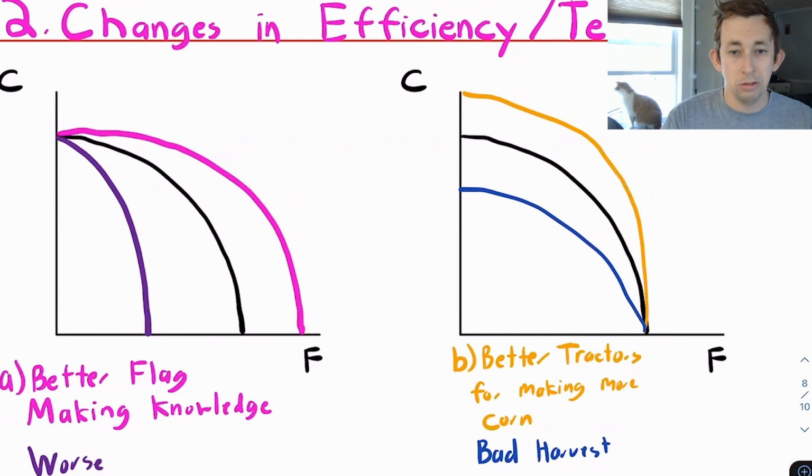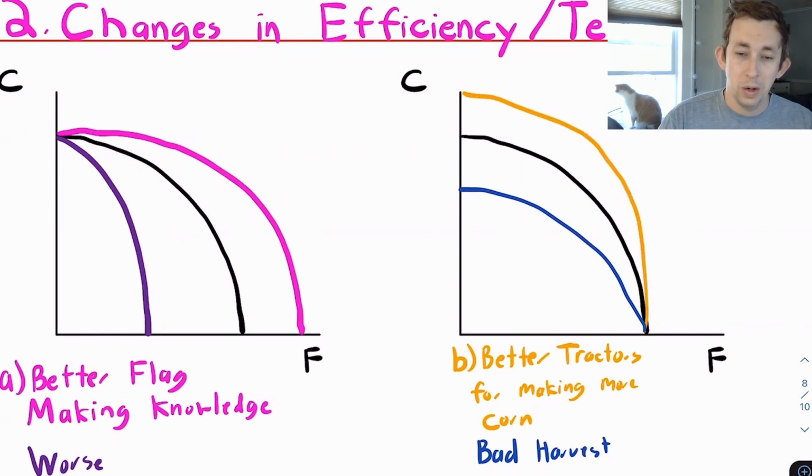Similarly, if you suddenly lose a lot of knowledge about how to make US flags well, then maybe now you can make less US flags but the same amount of corn. And again, you're just connecting those 2 points with sort of a similar concave looking shape like that. On the other hand, if you get something like a better tractor or you figure out how to farm better, figuring out how to farm better or getting better tractors are not going to help you make more US flags. So the amount of US flags you can make if you put all your people into making US flags doesn't change. But if you have better tractors, better farming technology, you can make much more corn. And again, you just trace out those 2 points like that.